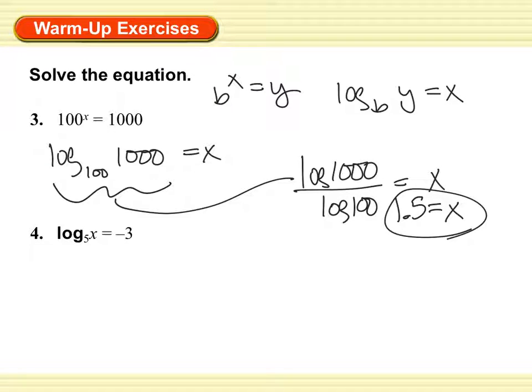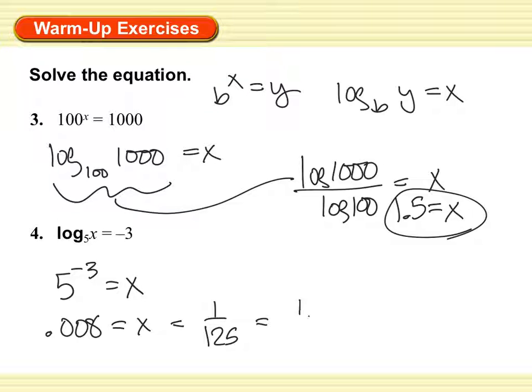Okay, again here, I'm going to change this into exponential form. So I have 5 to the negative third equals x. If I take 5 and raise it to the negative third, I get 0.008 equals x. Even if you kept it in fraction form, that'd be 1 over 125, which is the same as 1 over 5 cubed, because that's a negative exponent.